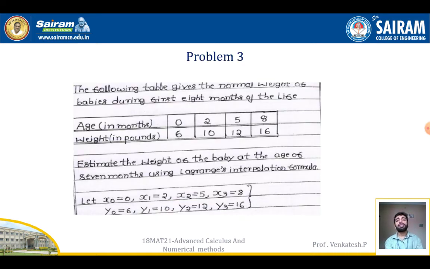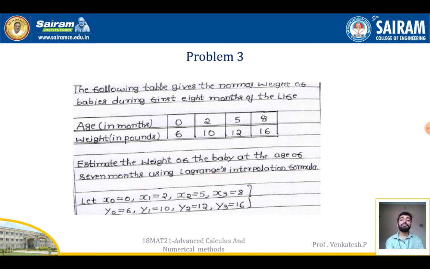One more example. The following table gives the normal weight of the babies during the first 8 months of life. So age in terms of months they have given, that is 0, 2, 5, 8. Weight in terms of pounds they have given, 6, 10, 12, 16. So estimate the weight of the baby at the age of 7 months using Lagrange's interpolation formula.